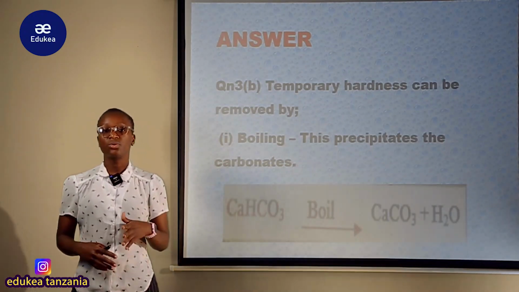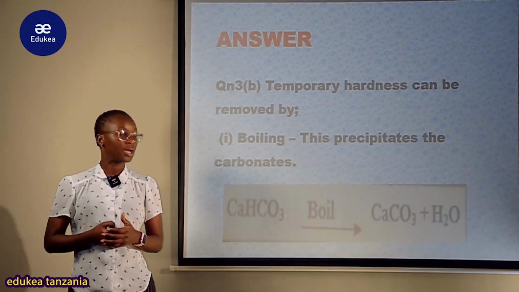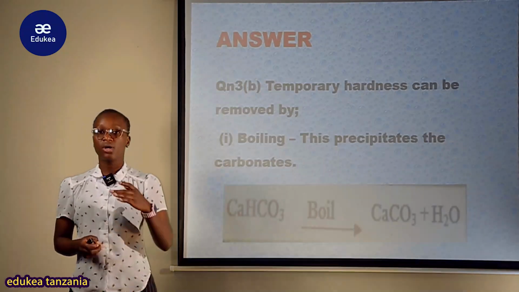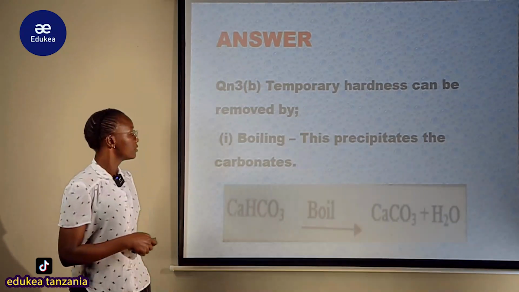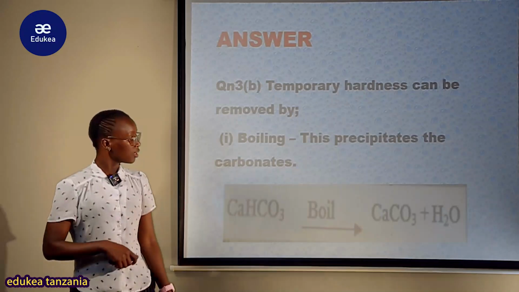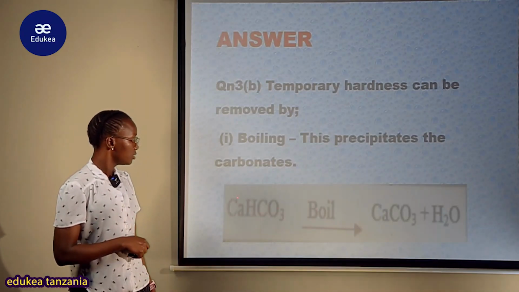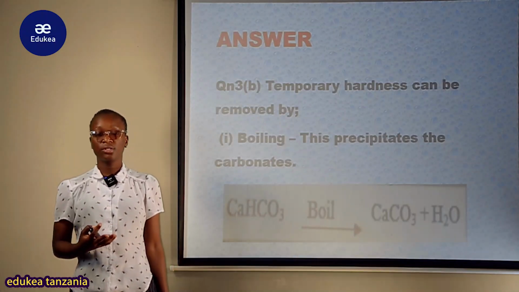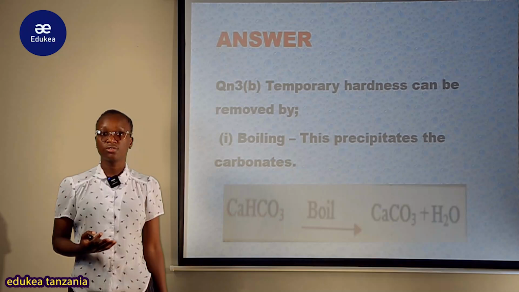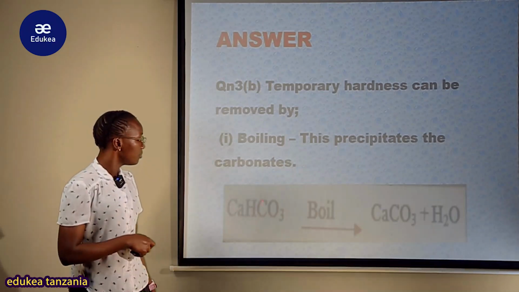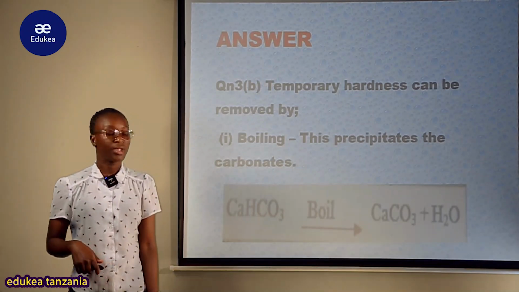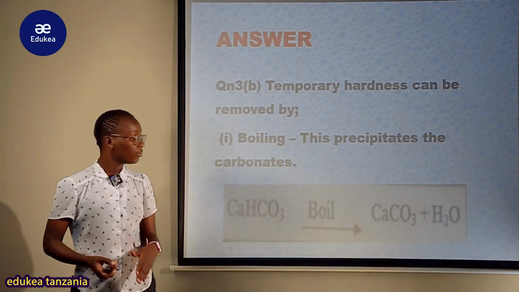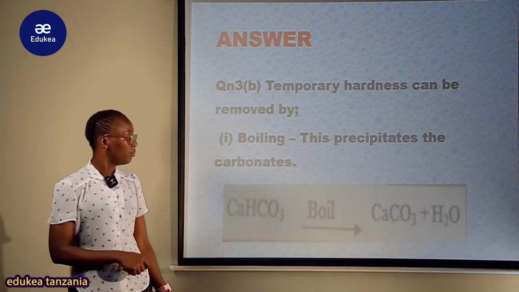In boiling, we apply a heating mechanism to this compound which causes the temporary hardness of water, so as to precipitate the carbonate. So the chemical balanced equation is this one: this is calcium hydrogen carbonate, where we know that the temporary hardness of water is caused by the carbonate of calcium and so forth. So calcium hydrogen carbonate, when it boils here, it decomposes, it breaks down under heating reaction or boiling reaction.